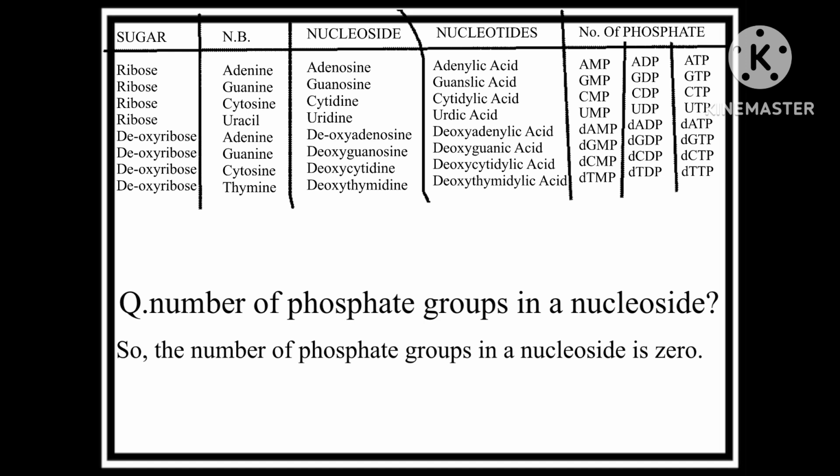When sugar and nitrogen base combine together, for example ribose plus adenine will become adenosine, ribose plus guanine will become guanosine, ribose plus cytosine will become cytidine, ribose plus uracil will become uridine. And similarly, deoxyribose plus adenine will become deoxyadenosine, deoxyribose plus guanine will become deoxyguanosine, deoxyribose plus cytosine will become deoxycytidine, and deoxyribose plus thymine will become deoxythymidine.